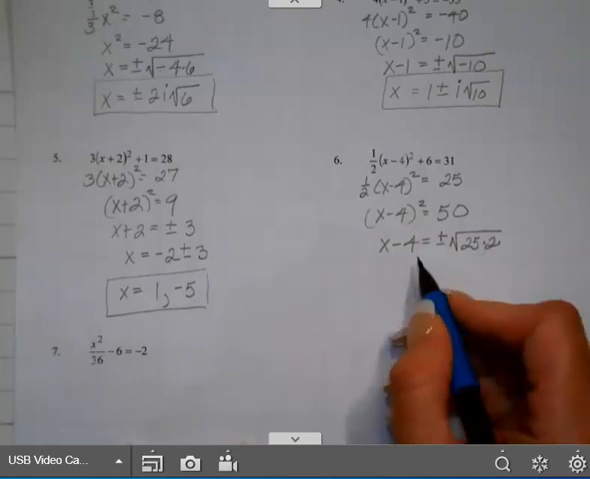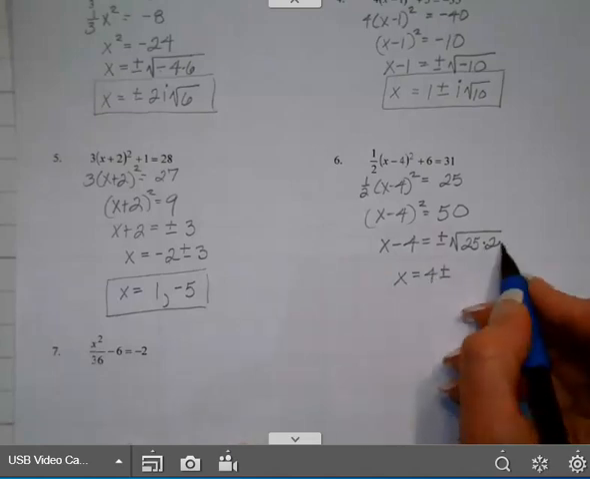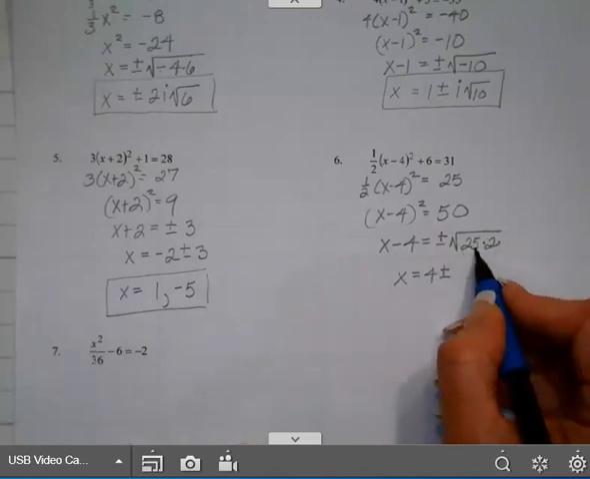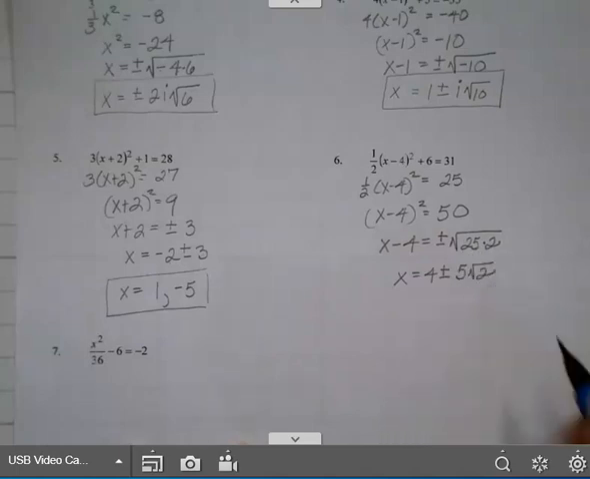To get x by itself, I'm going to add 4. And then I can simplify my radical. The square root of 25 is 5. The perfect square gets to come out, and the 2 is left inside.